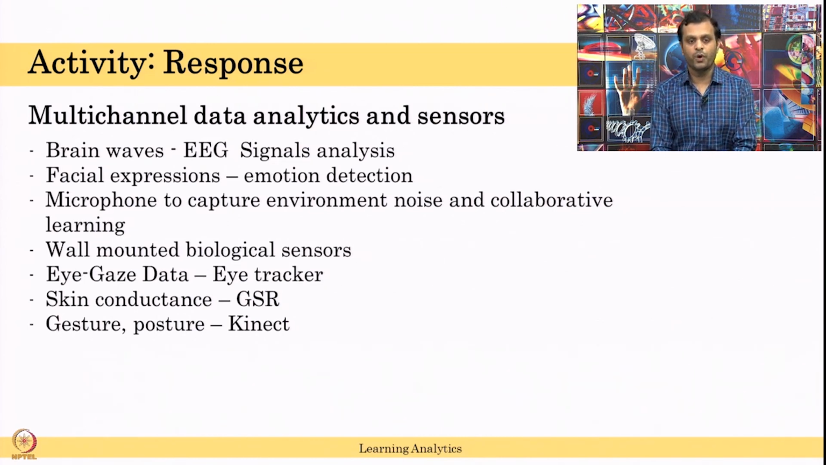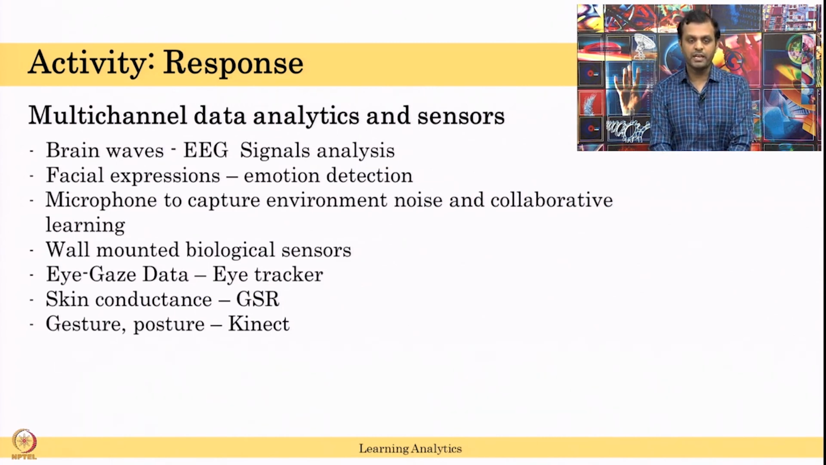Or you can use wall mounted biological sensors, like if you enter a room, there are a lot of sensors in the side panels, in the walls, that tell about the classroom environment, like the temperature of all the students, whether they are getting different postures, all these things can be observed.